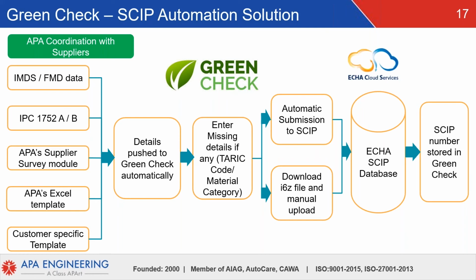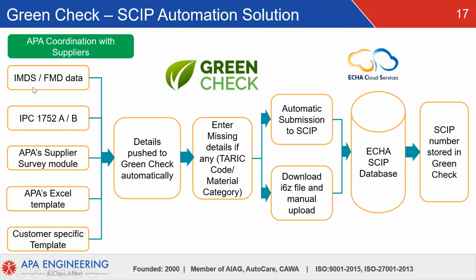On the left side, you can see the different types of inputs that Green Check accepts. On the right side is the output. In between is the process. So what type of inputs can Green Check accept? Green Check can accept any type of input which has the SCIP mandatory details, be it an IMDS or a full material declaration in any other format.